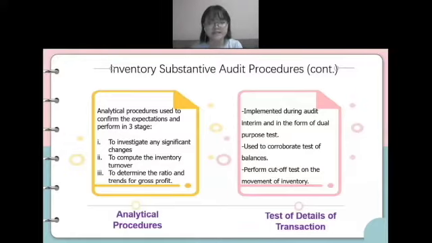Next is test of details of transaction. We need to perform a cut-off test. During this test, we will focus on the movement of inventory. We need to do document inspection to verify the dates of inventory received from the suppliers, and also inventory sent out to the customers. We also need to test the receiving and shipping transaction.